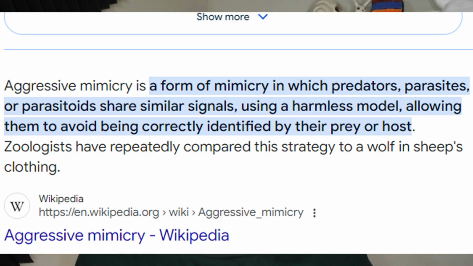birds. This is a textbook example of aggressive mimicry. The parasite will also manipulate the snail's behavior to make them, again, more appealing and sought out by birds.